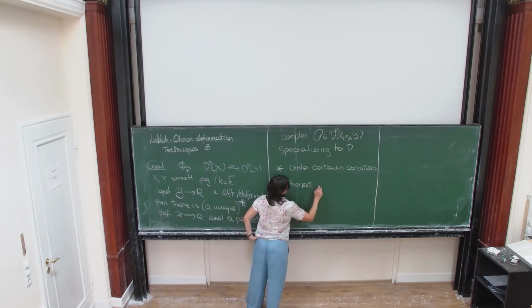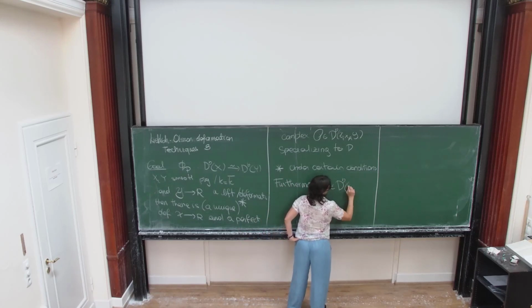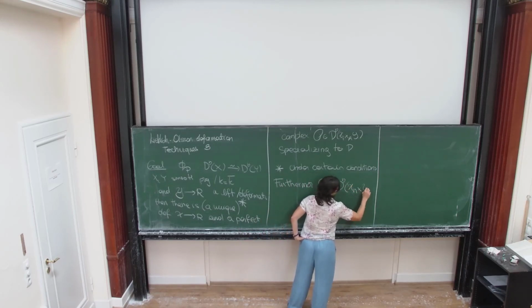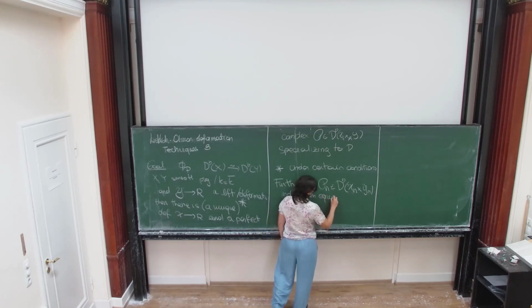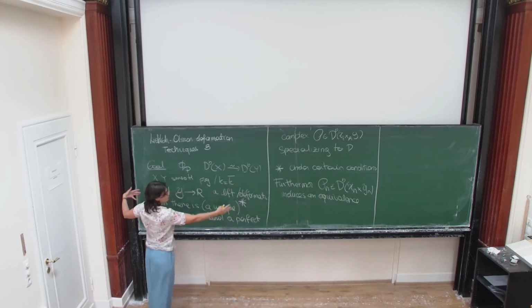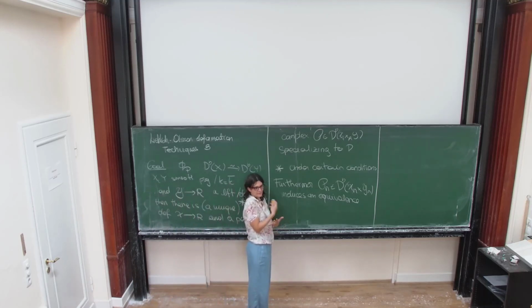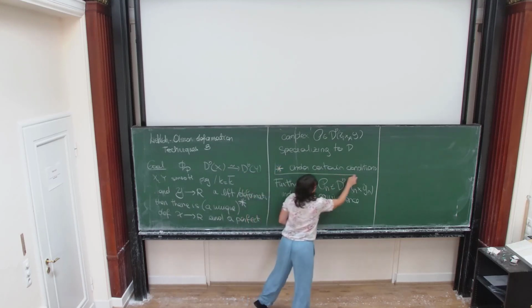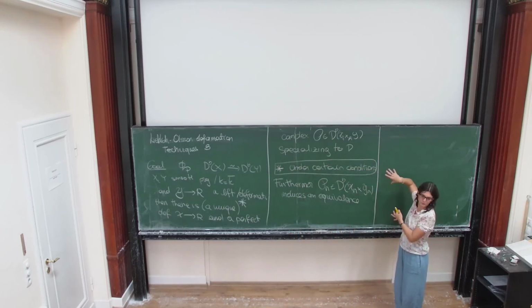Furthermore, P_η in D^b of X_η times Y_η induces an equivalence. So these provide the solution of the deformation problem, but as last time, the solution we had was under a certain condition, we had to check the line bundle lifted and so on. And this is analogous. In order to use it, we have to check some conditions. So in order to apply it.